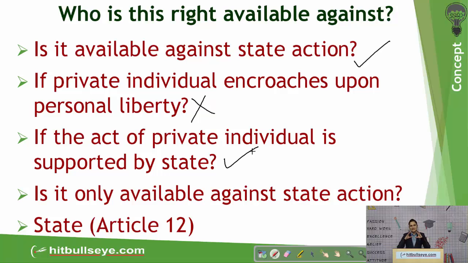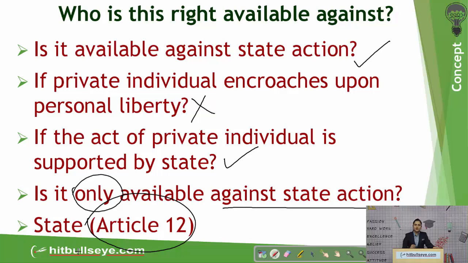So wherever there is state involvement, whether it's partial or complete, and it encroaches upon your right to life and personal liberty, you can most definitely invoke the writ jurisdiction of the Supreme Court and High Court under Article 226 and Article 32. So finally, we can conclude that it is available against state action, but not only. Even if the state is partially involved, we can invoke this article. Now, state action. Article 12 basically defines what state is.